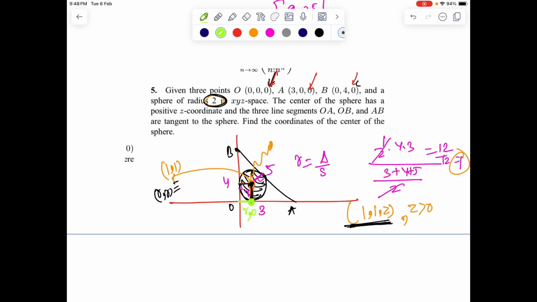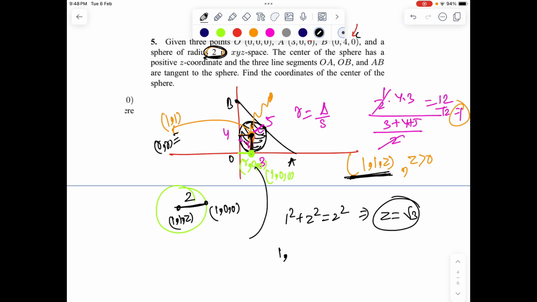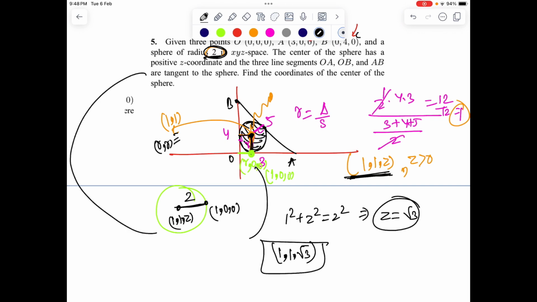Now at least one point we know on the sphere. Let's say this point. What is the coordinate of this point? It's nothing but r, 0, 0 in 3D space, which is 1, 0, 0. So now we have a sphere whose center is known to us, which is 1, 1, z. We have a point on the sphere, 1, 0, 0, and the radius of the sphere is known, which is 2 according to the given question. That directly gives 1 square plus z square equals 2 square, so z equals root 3. Hence the center coordinate of the sphere is 1 comma 1 comma root 3.